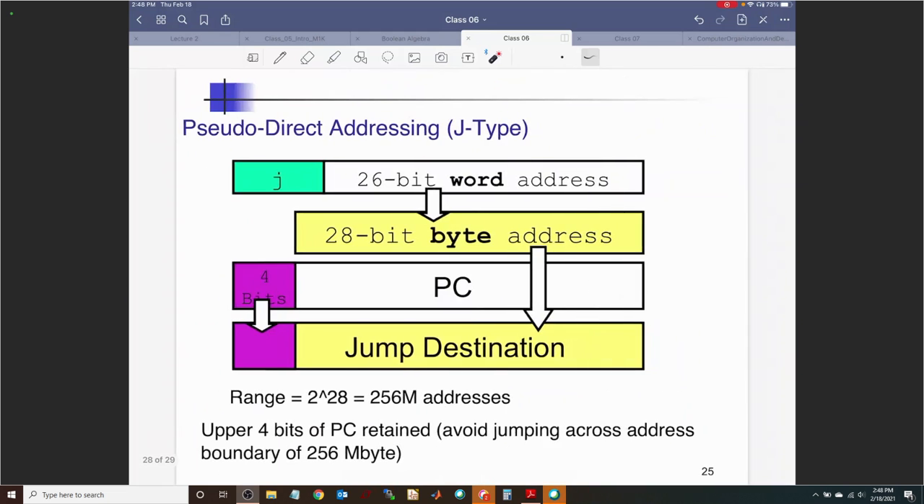Now, the last type of addressing mode that we are going to talk about is a pseudo-direct addressing scheme that applies for the 2 J-type instructions. Those 2, can anybody tell me what are the 2 J-type instructions?